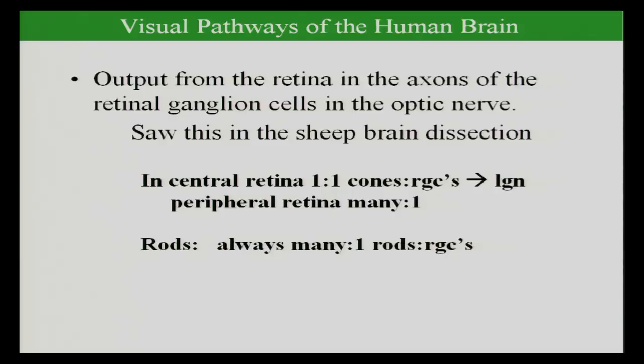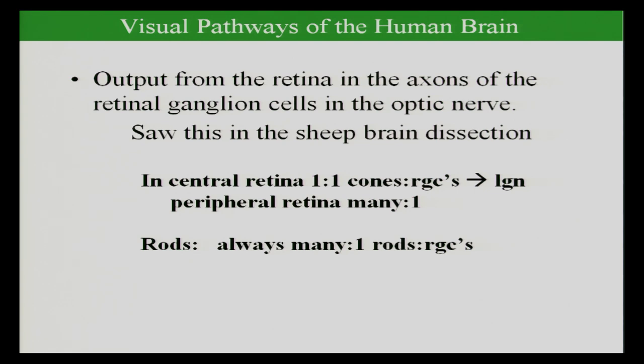So the output from the retina is in these axons of the optic nerve, and you saw this in your sheep brain dissection. We discovered earlier on that in central vision, where we have the most acute vision, we have one cone going to one retinal ganglion cell. The next part of the pathway, if you remember from your anatomy, is the lateral geniculate nucleus in the thalamus. So the axons of the retinal ganglion cells go out to the thalamus and make their first synapse on those cells there. So when you see LGN, it means lateral geniculate nucleus of the thalamus. And in the central retina, there's one cone to one retinal ganglion cell. If you remember, there were very many cones in central retina.